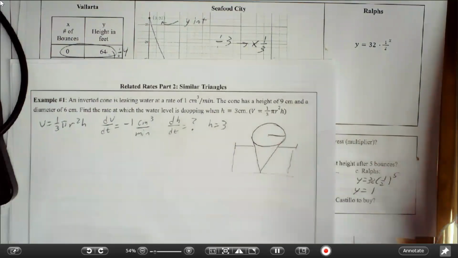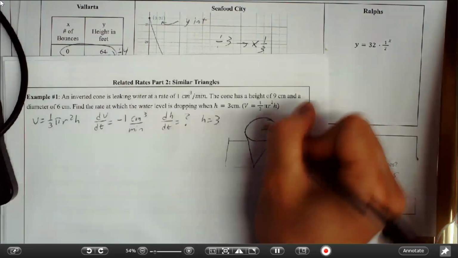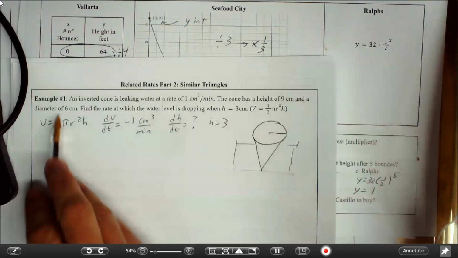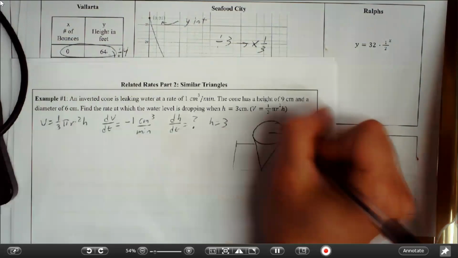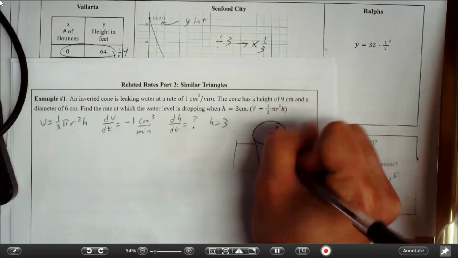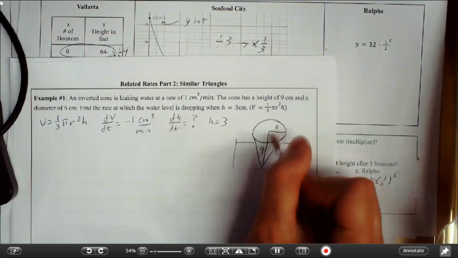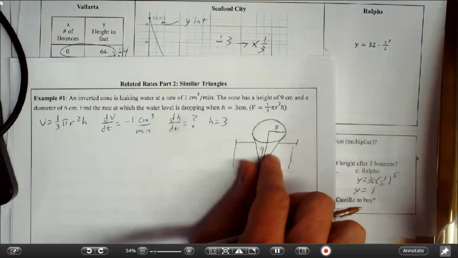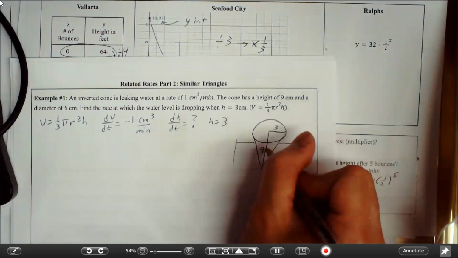Okay, now my diameter is 6, so the radius is going to be half of that. So this is 3, and the height of the cone is 9. However, as we keep going down the cone, let's say I make a triangle here.